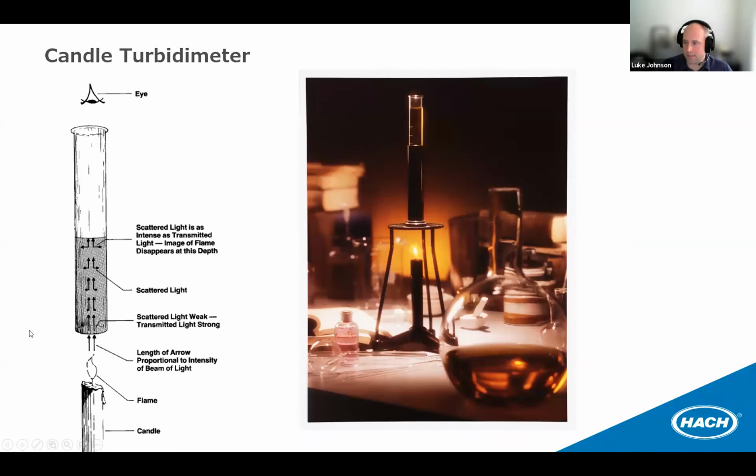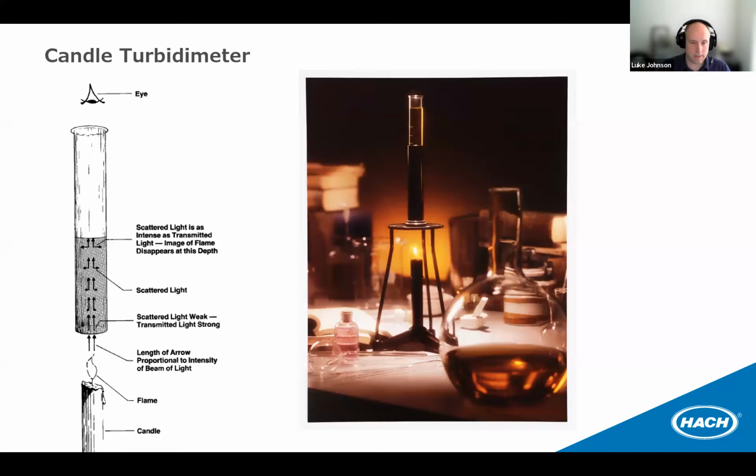So this is how the Jackson candle turbidimeter works. It works by measuring the extinction of the flame. You have a flame down here, and you add water to this tube with your eyeball up here, looking down the tube at the flame and adding water. At the point when you can no longer see the flame, you mark the side of the tube, and that corresponds to a particular turbidity value.